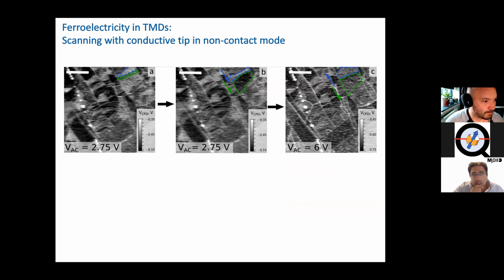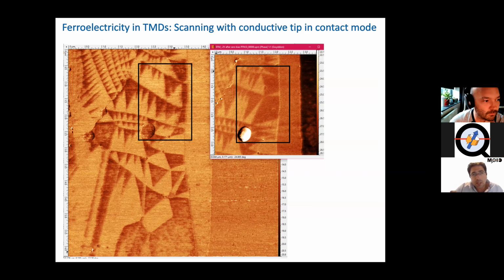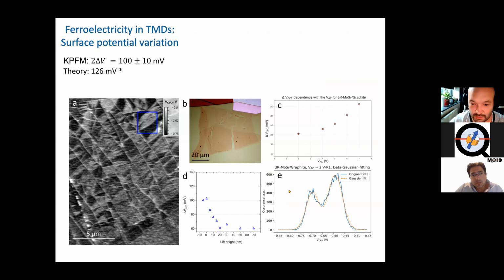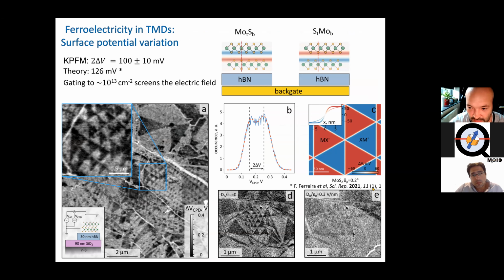Sorry, a question about the previous slide, just to understand it. So these are conductive AFM images, right? And the gating is from below, right? For this slide, yes, panels D and E are the gated sample, and the gate is from underneath with a local graphite gate, and the KPFM measurements are from the top.